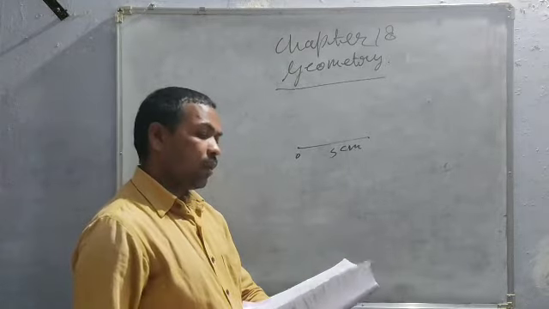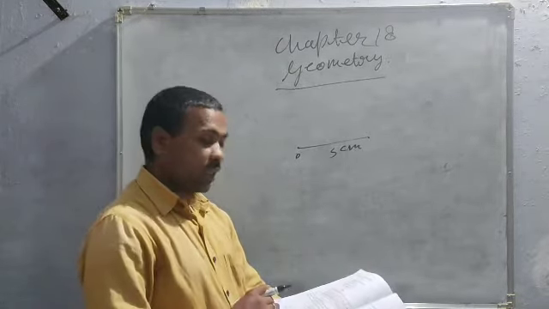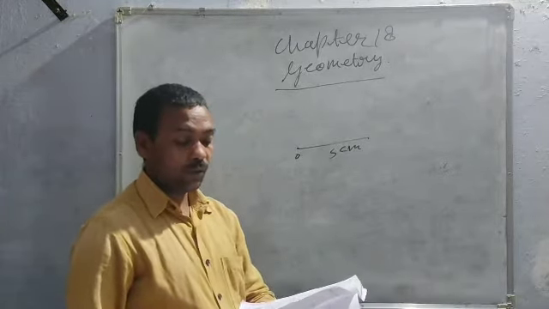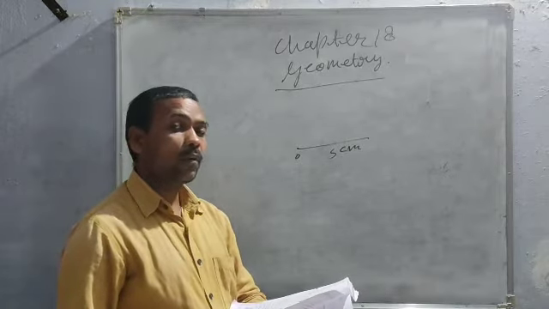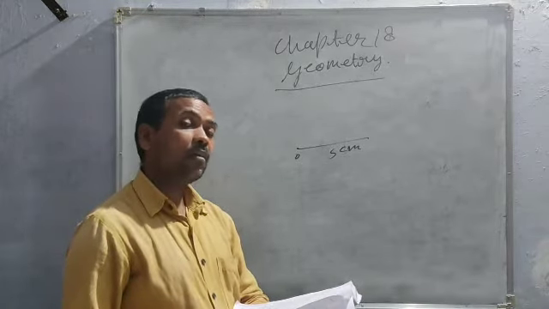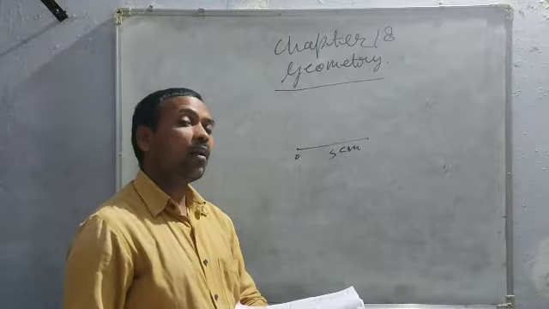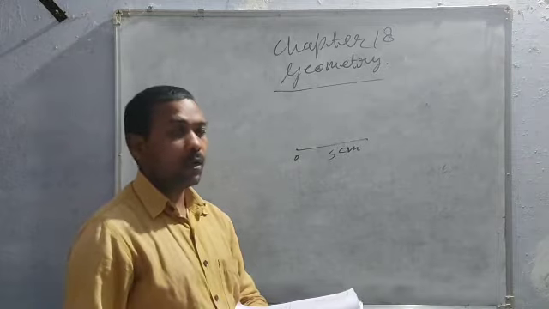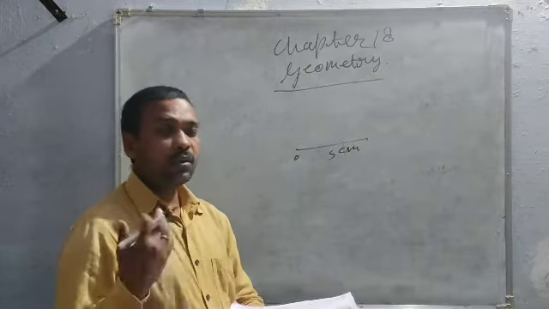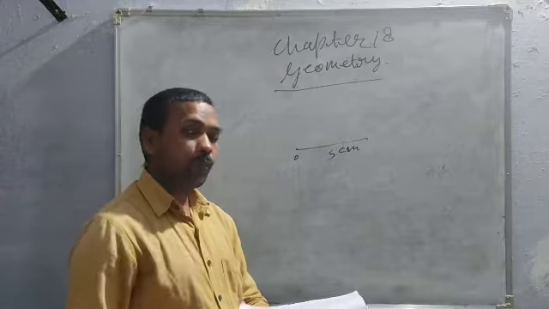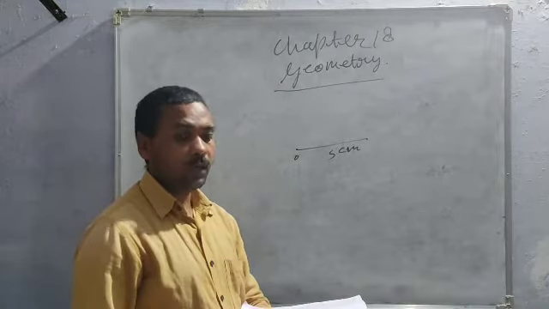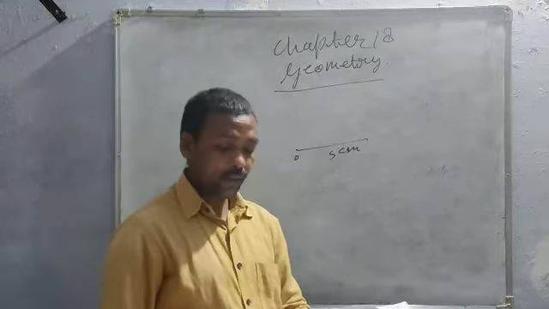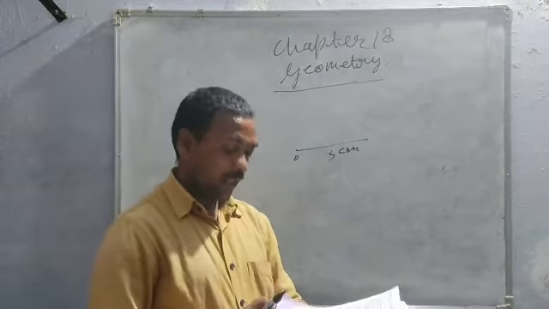And in your syllabus one more thing is given: collinear points and non-collinear points. Collinear points are points which lie on the same line. That is, the points which are on the same line are known as collinear points. And non-collinear points are just the opposite. If the points are not on the same line, they are known as non-collinear points. It is given on page number 97. You can read and learn it.